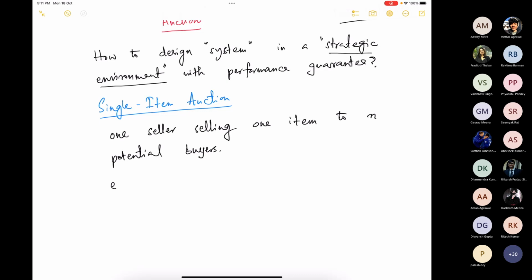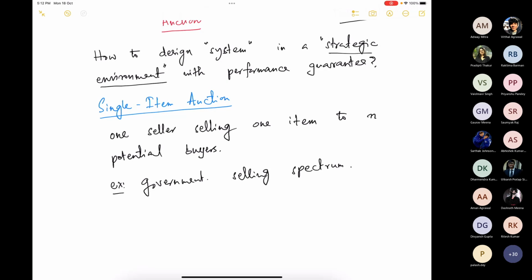An example of one seller and n potential buyers is, say, the government selling spectrum or any resource. The seller is the government, and maybe the mobile companies are the potential buyers.